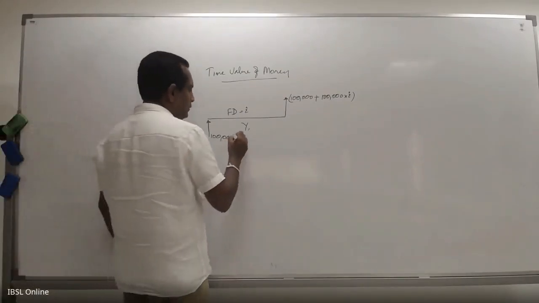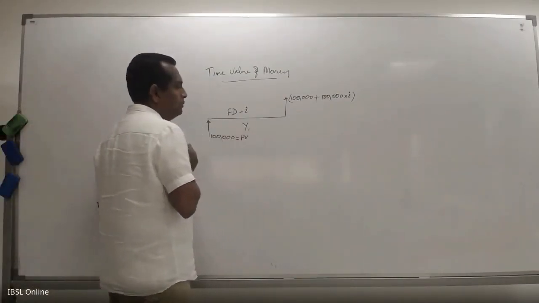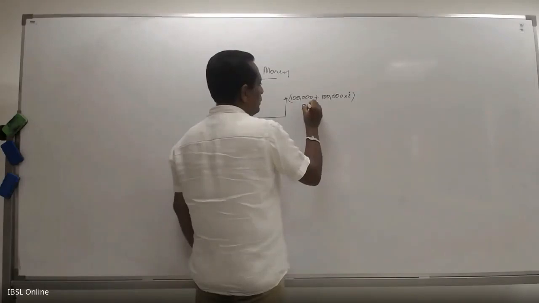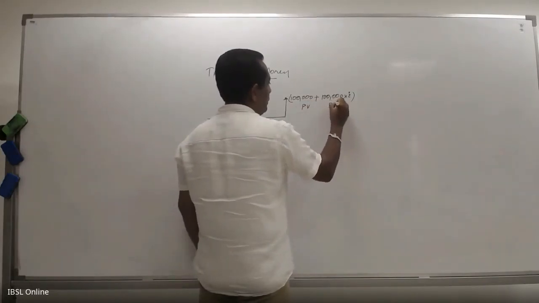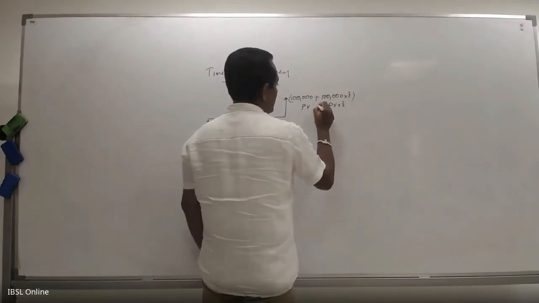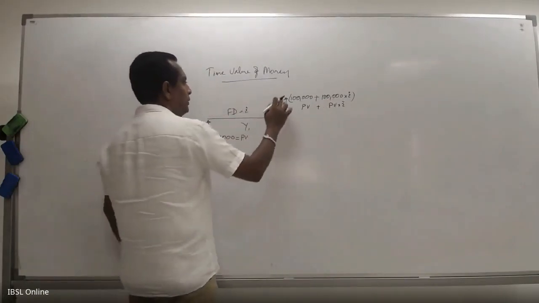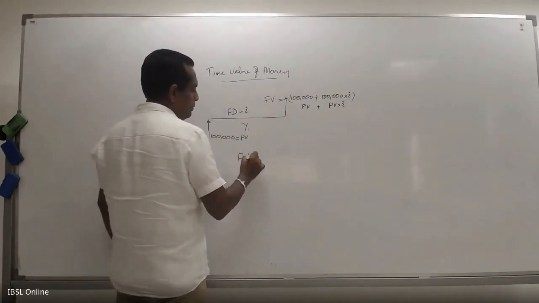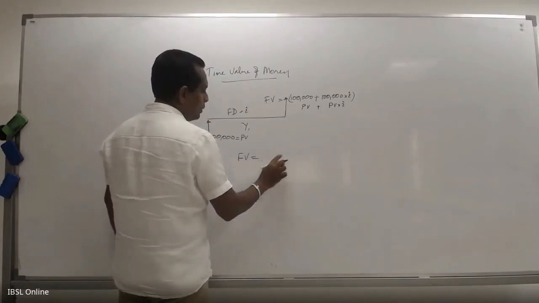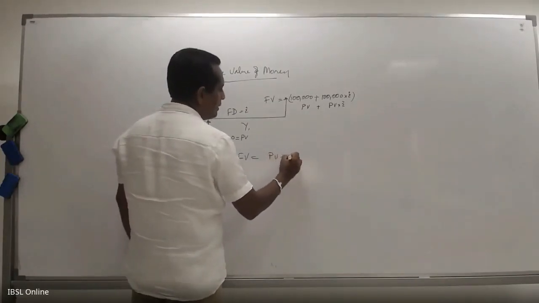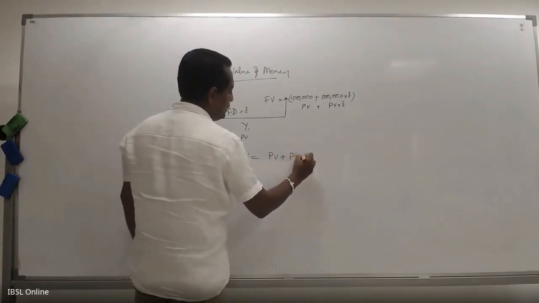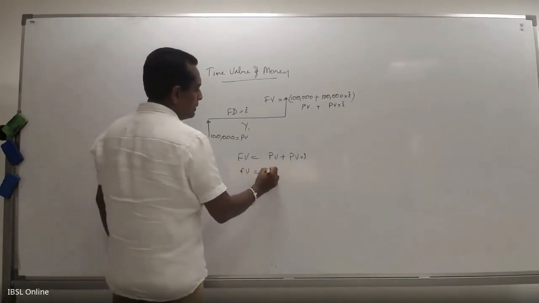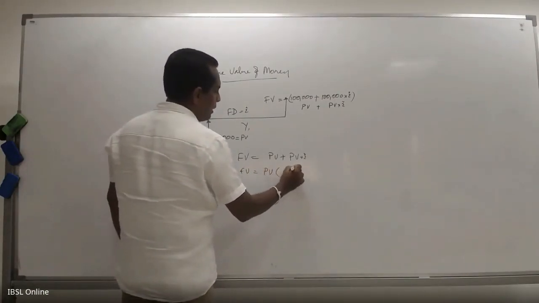So if we denote this one, present value, this is present value into I. So the full value, this is called future value. Future value would be equal to present value plus present value into I. Future value equals present value (1 plus I).